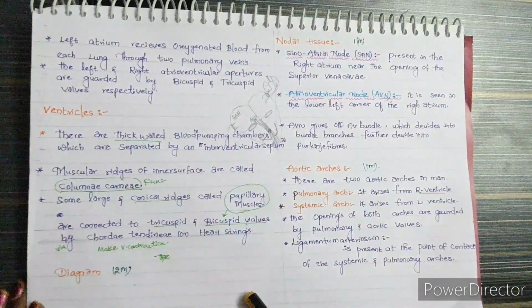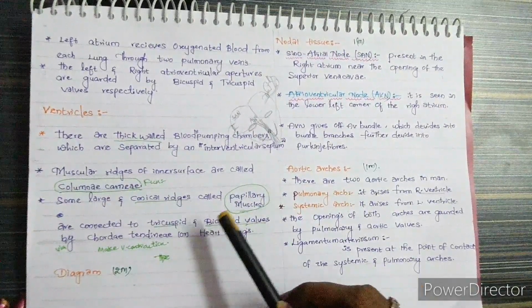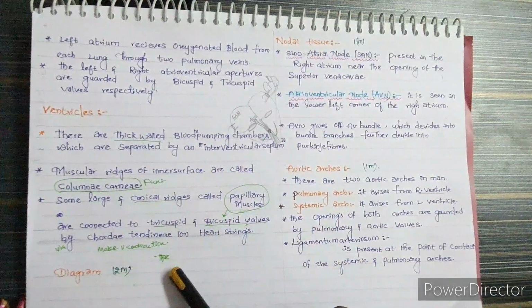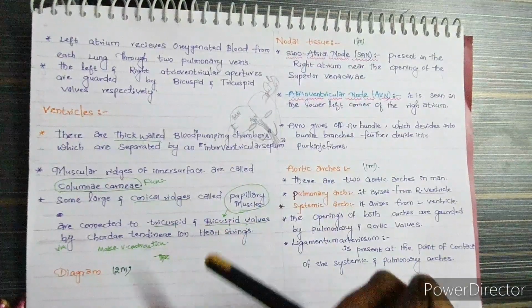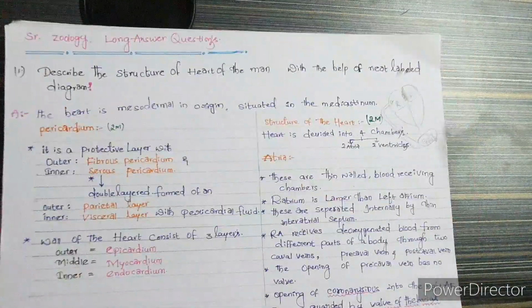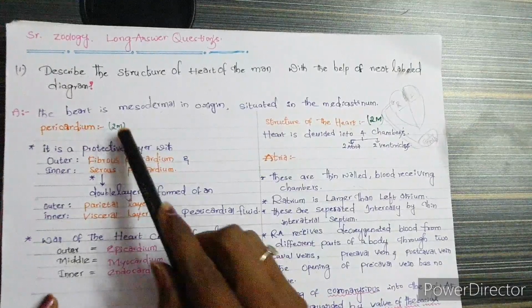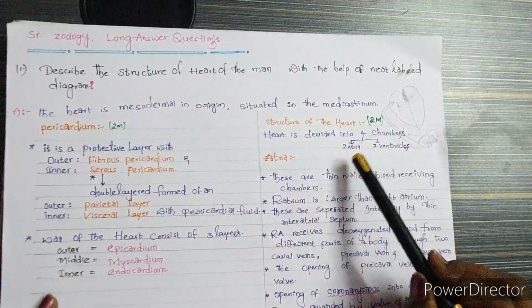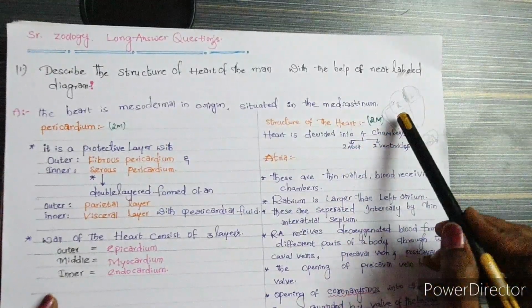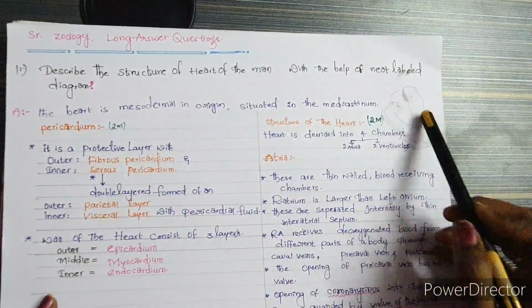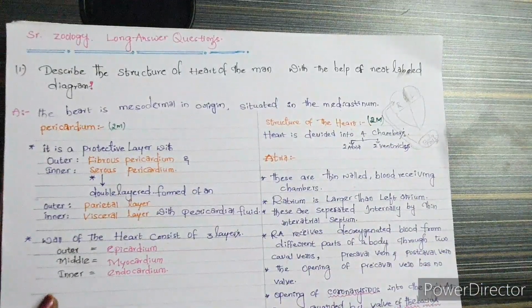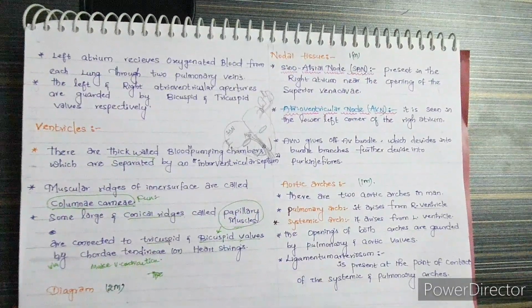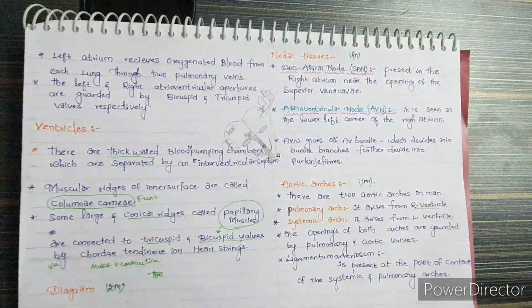I am just giving everything about these two points. You have already finished the pericardium and the structure of the heart. In the structure of the heart, you explained the two atria and two ventricles, right? Then you have to draw a diagram perfectly.